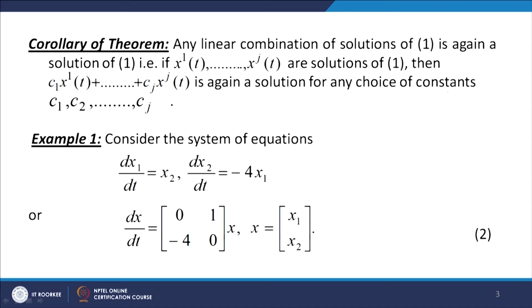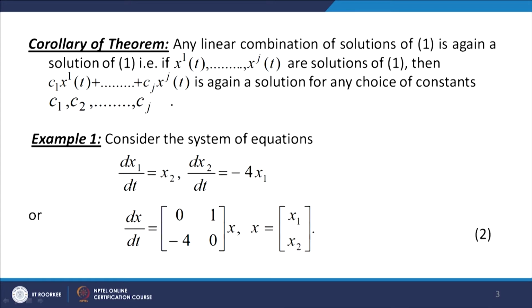Now, let us take an example here. Let us consider the system of equations dx1 by dt equal to x2, dx2 by dt equal to minus 4 x1. So, this you can see is a homogeneous system of two differential equations of first order.